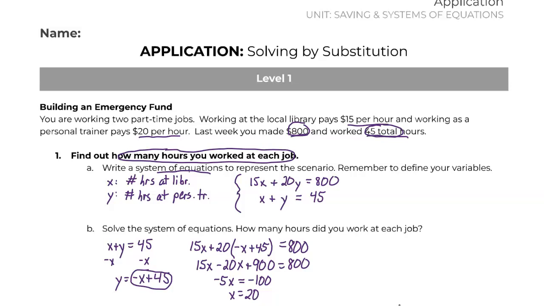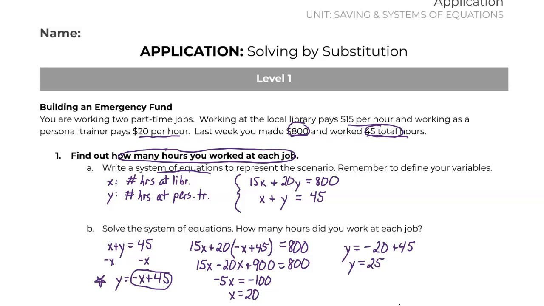If this turned out to be like a negative number, then we know we messed up somewhere and we would want to go back and check and see where that mistake is. Once we have the answer for x, now we're going to use our expression that we had created for the letter y to plug in the 20 and get the answer for y. And y is equal to 25.